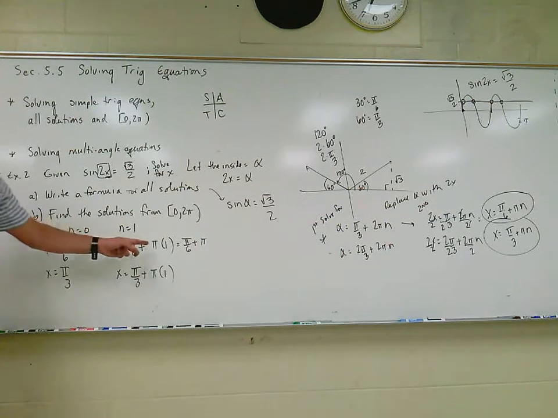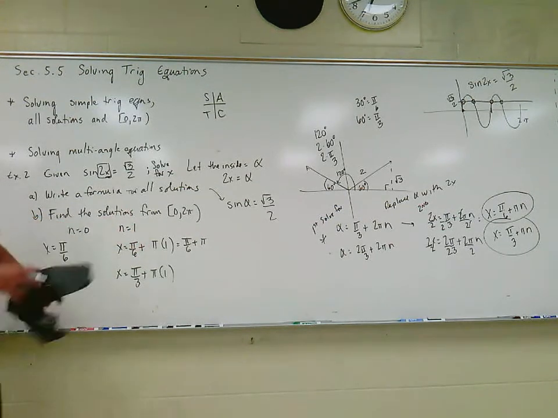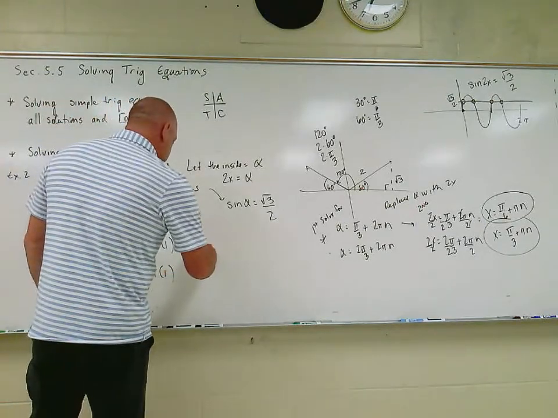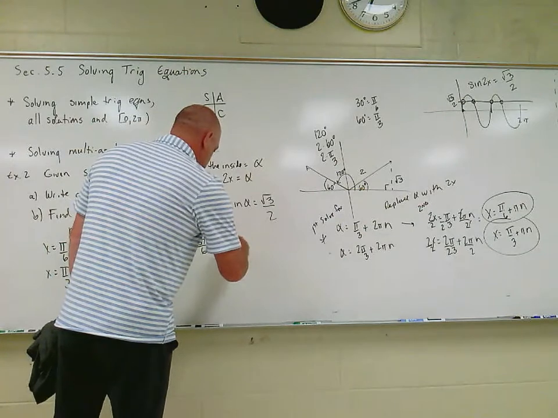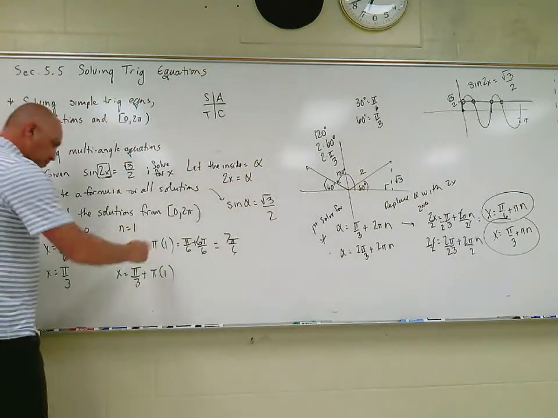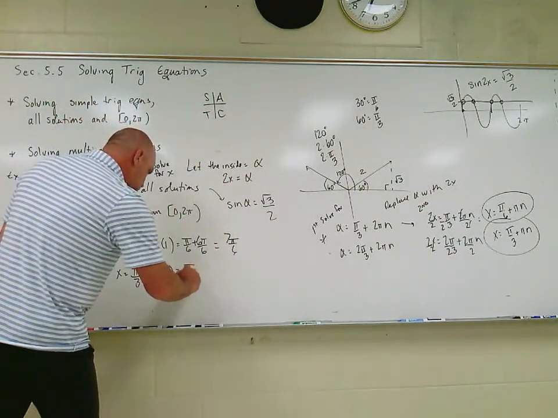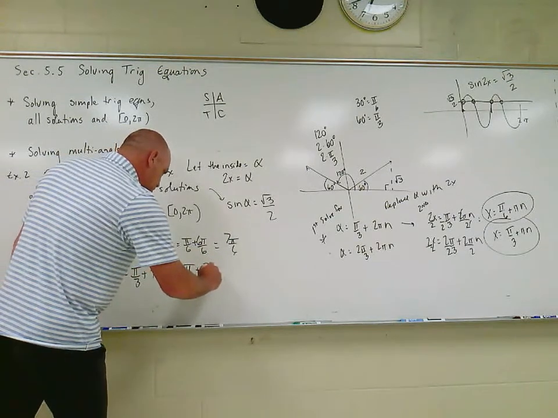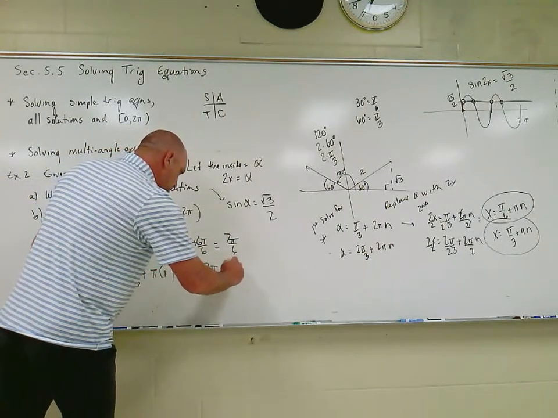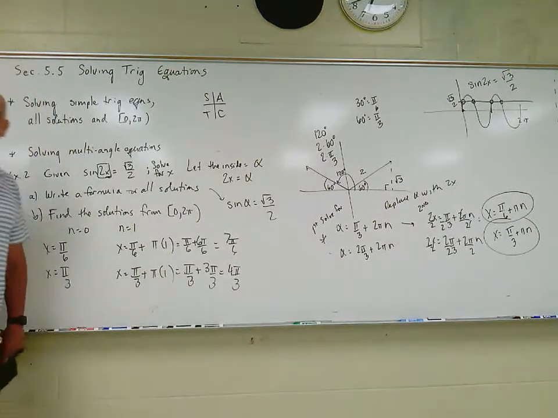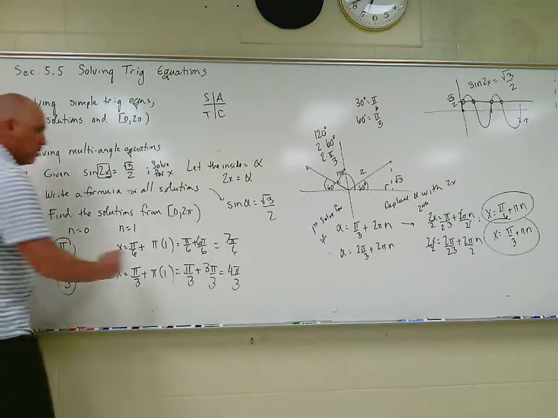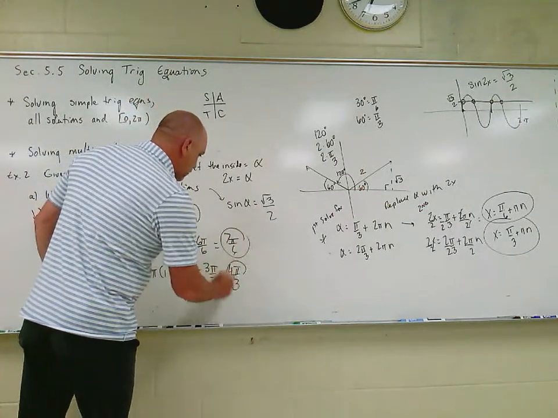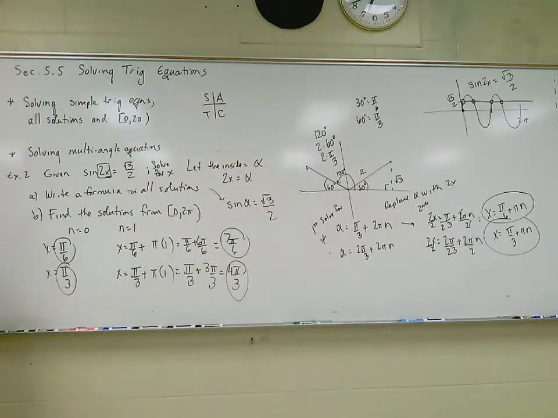Common denominator, what is it? 6 pi over 6. Come on, guys. It's going to have to be faster. So you get 7 pi over 6. Here, pi over 3 plus pi is the same as saying pi over 3 plus 3 pi over 3. We get 4 pi over 3. All right, so right now, 1, 2, 3, 4 answers. Those are the 4 solutions.